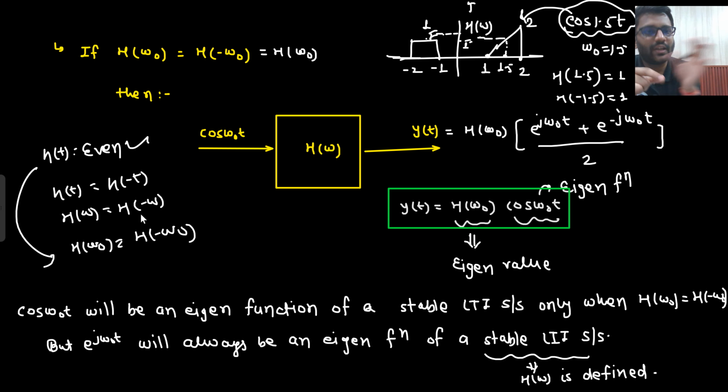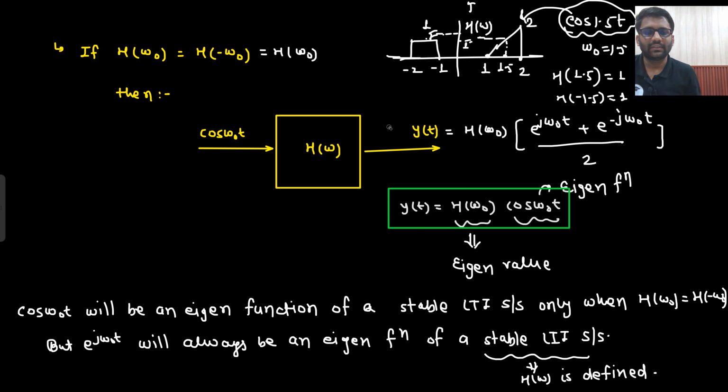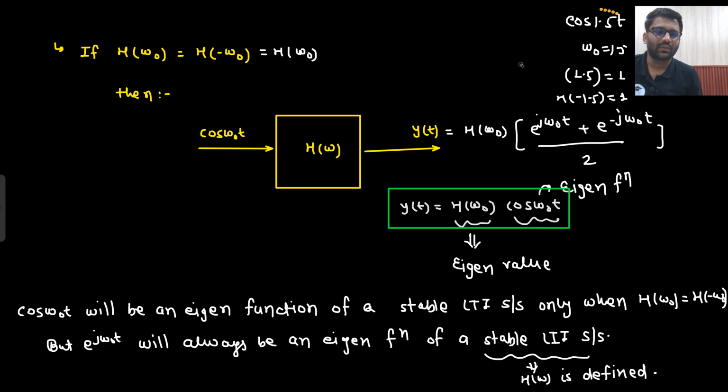If it is even, then surely cos of omega naught t will be an eigen function if h of t is even. But it doesn't mean that h of t has to be even. No, h of t necessarily need not be even. This question has been framed from my side in this particular lecture only, so you will understand that. I hope you have understood here only, right?